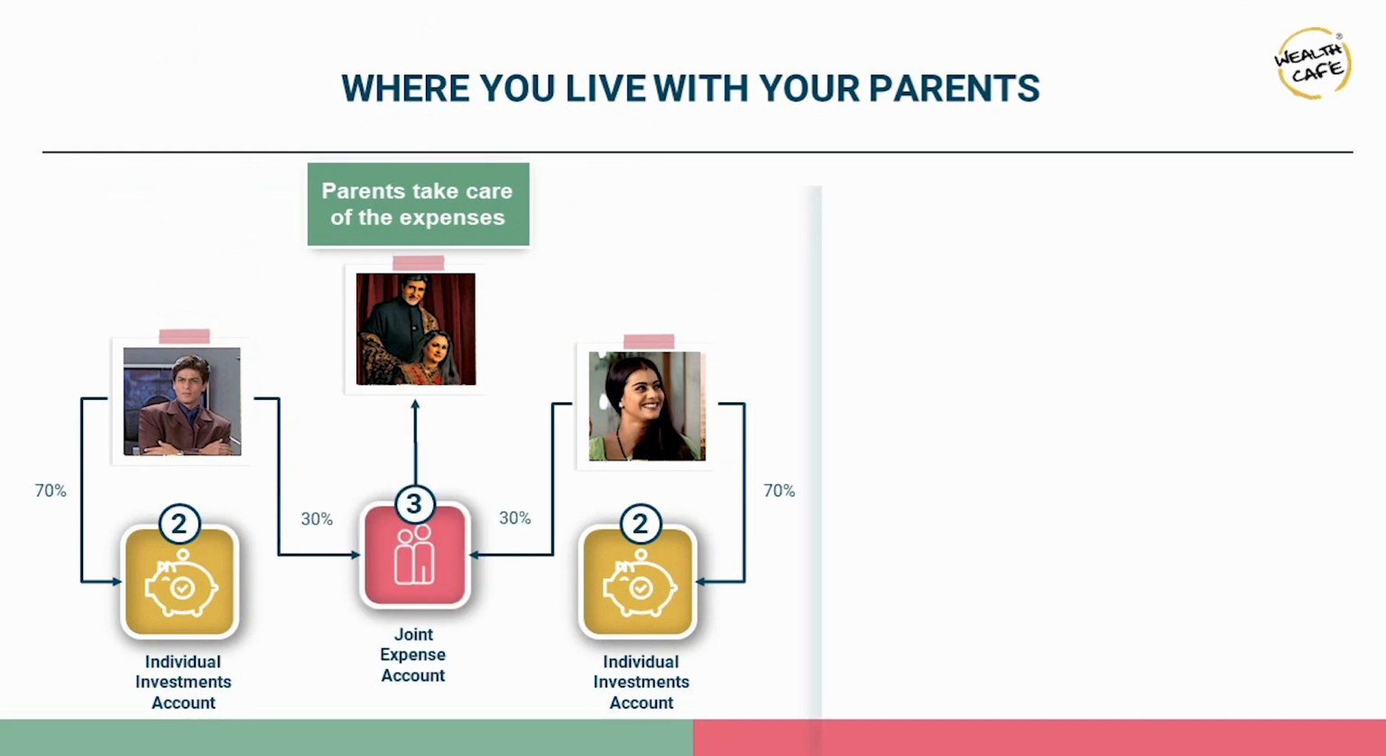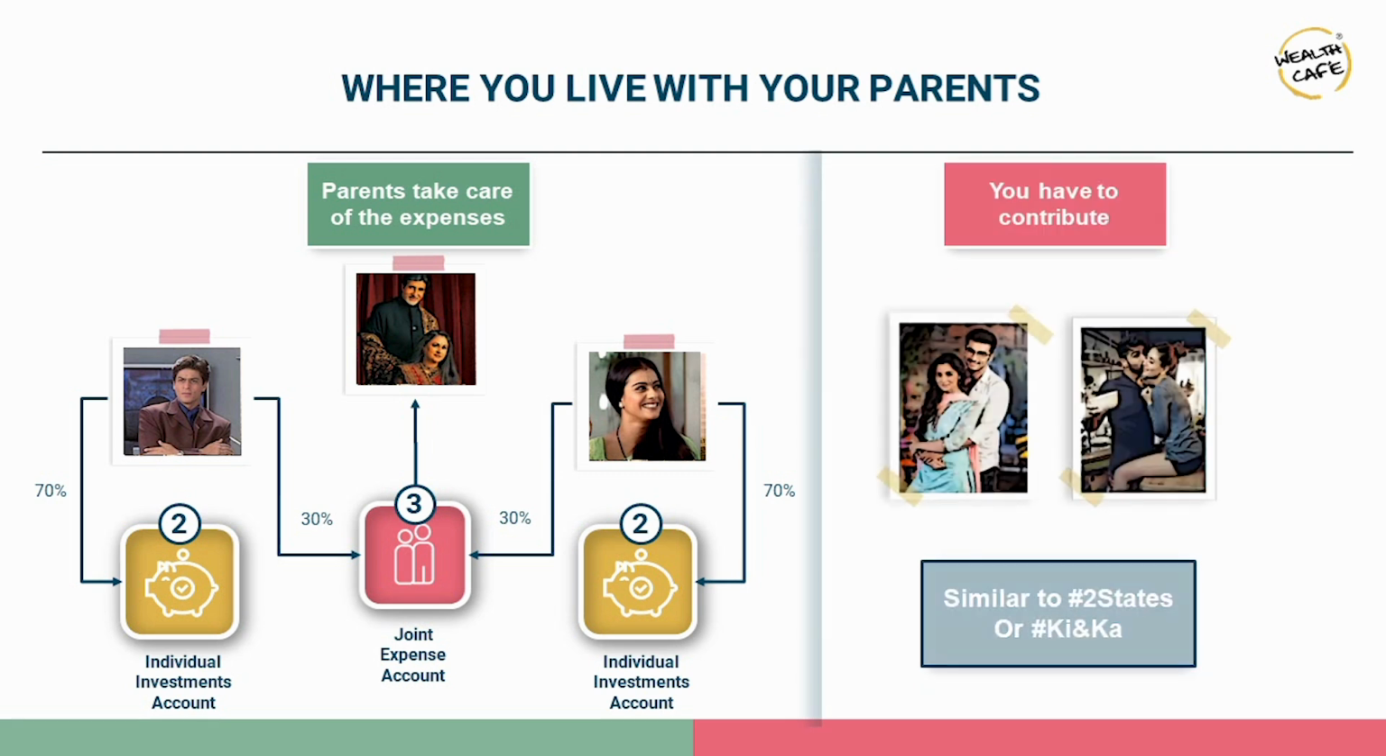Where you have to contribute and take care of your parents financially, you can either fall under the two-state situation or the Ki and Ka situation, depending upon whether you both are working or one person is working, and then take care of family expenses. Please note here that every family is different, and communicating clearly, setting up budgets and deciding amongst yourselves how you're going to take care of your monthly expenses and invest money regularly will be the best approach to managing your finances in the best possible manner.